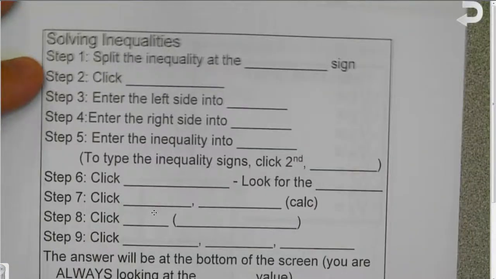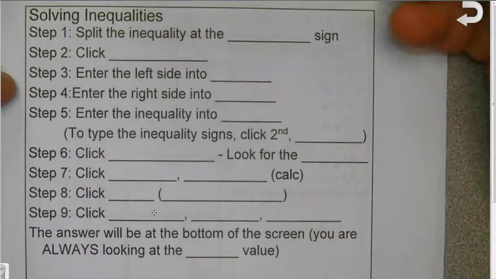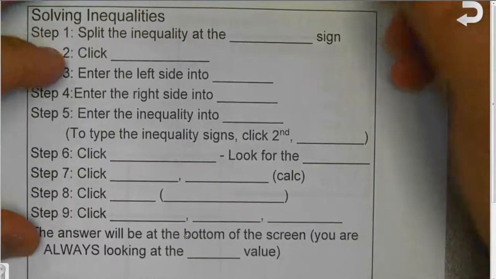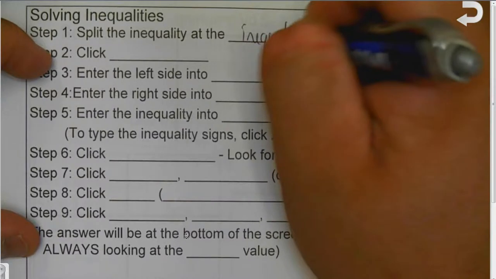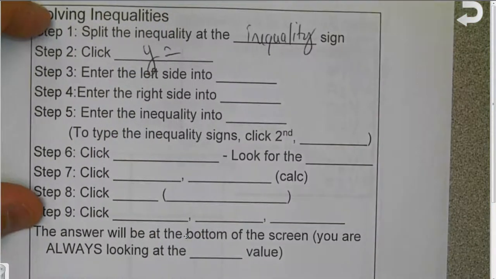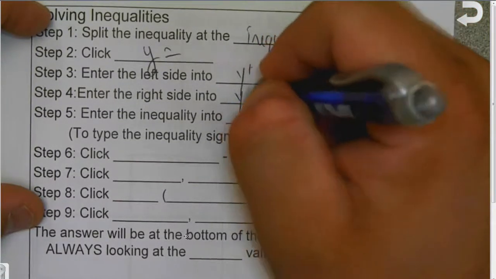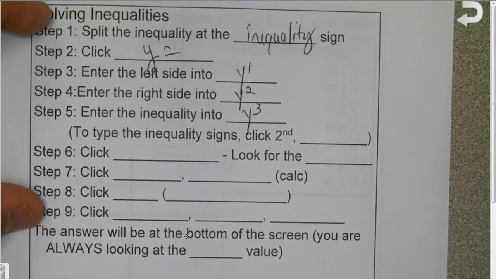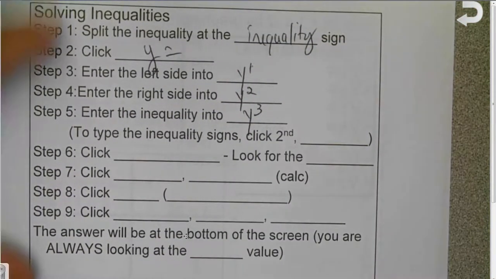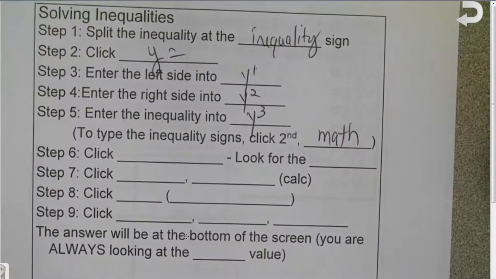Inequalities work the same way. We just have to do one other step. You split the inequality at the sign, whatever the sign is, so at the inequality sign, you click y equals. You're going to enter the left side into y1, the right side into y2, and then you put the whole thing into the y3. In order to click inequality signs, you have to click second math, and all your inequality signs are there.